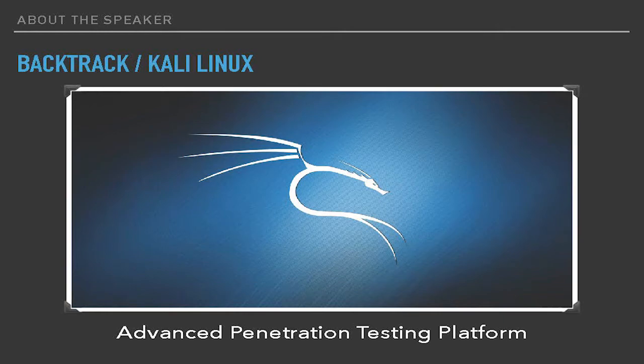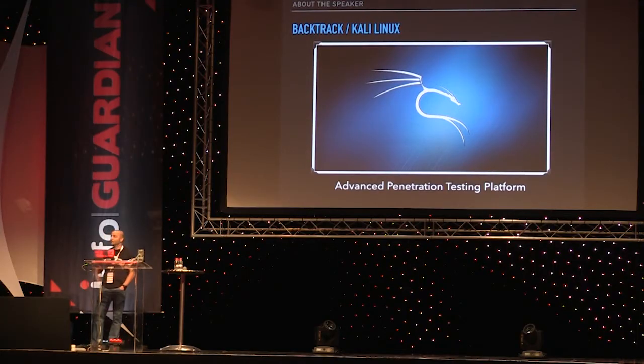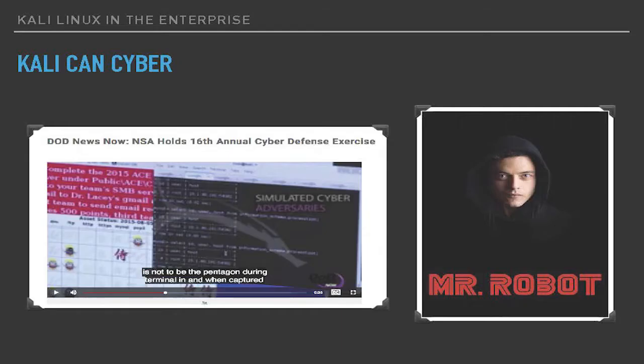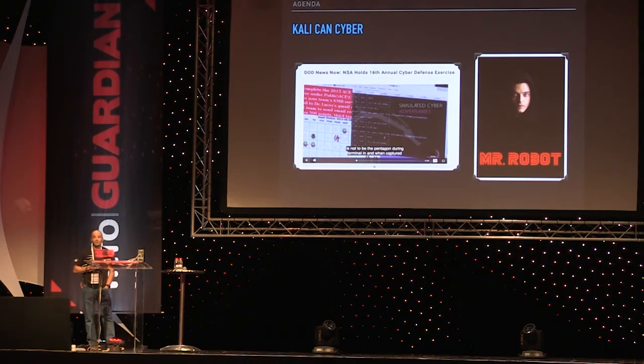But perhaps the best-known project that Offensive Security is responsible for is the Kali Linux distribution. This is the reason that we're here. So Kali is an open-source Linux distribution which is built for information security professionals, and it can be used for lots of stuff: forensics work, penetration testing, vulnerability discovery, vulnerability assessment, or as I jokingly like to summarize, Kali can cyber. Kali can cyber so well that it's even been used by the Department of Defense and Mr. Robot, which was quite a nice feature there.